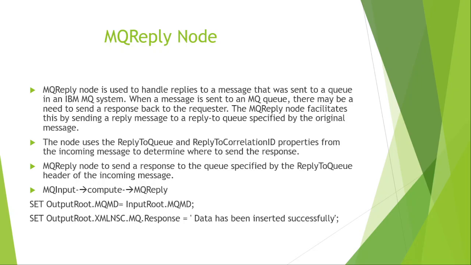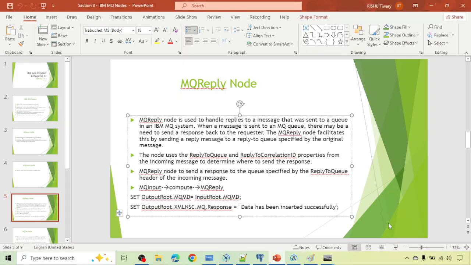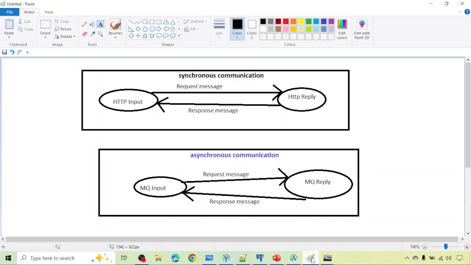So if you want to send a reply back to the requester, then you can use the MQReply node, and this is especially used when you want to implement a solution in asynchronous flow. You already know what is asynchronous and what is synchronous communication. I just created a small diagram to explain it to you.